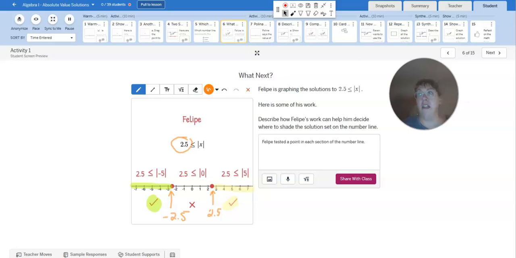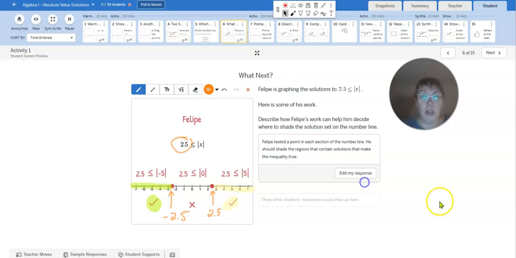So he is going to shade the regions that make the inequality true. In the middle, we are not going to shade because that's a false statement, so we don't want to color in that area. Those have absolute values that are less than 2.5, which is not what we're looking for. Beautiful.